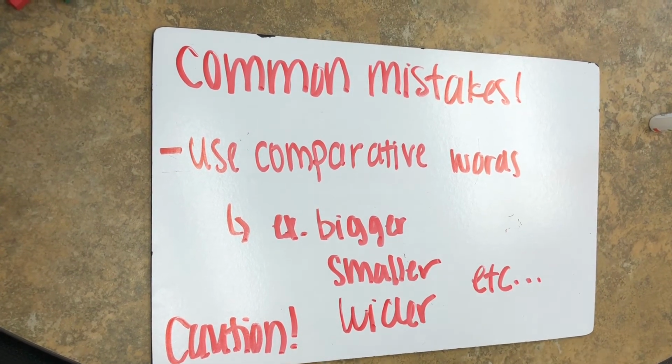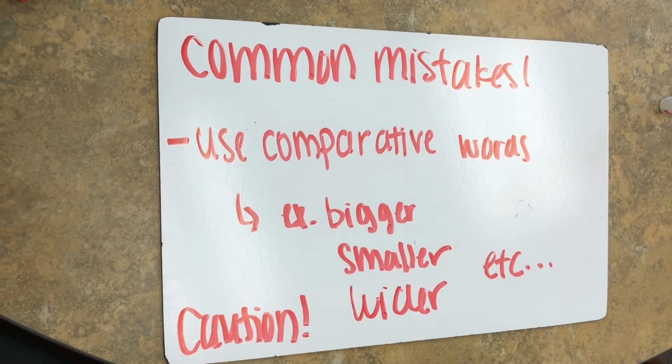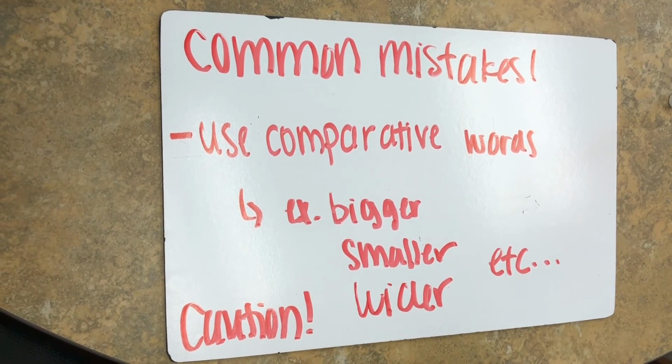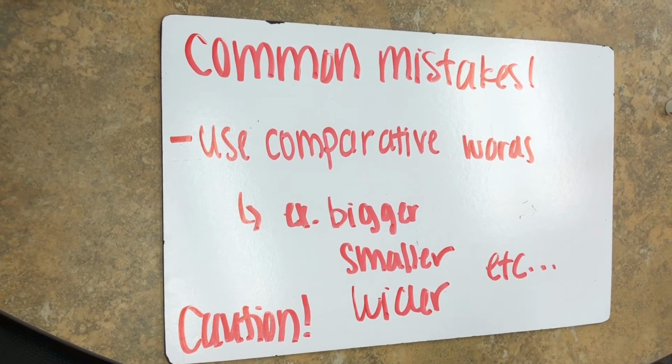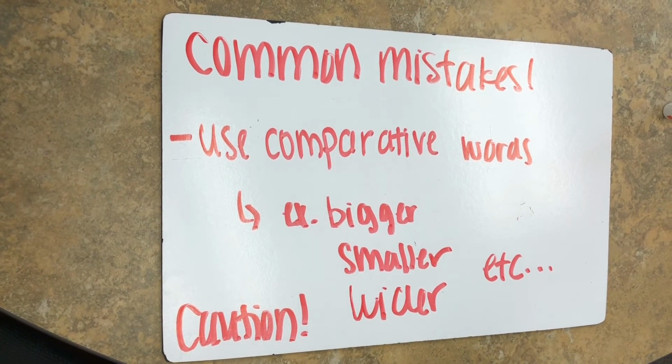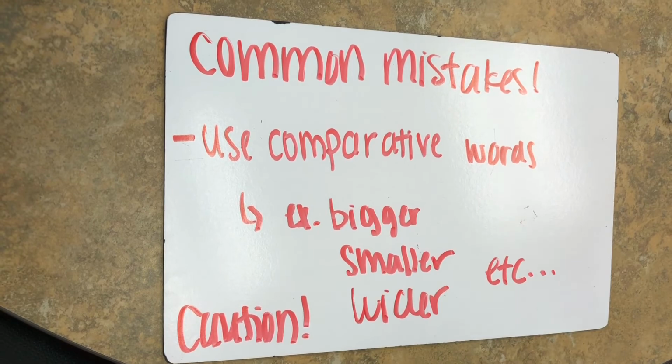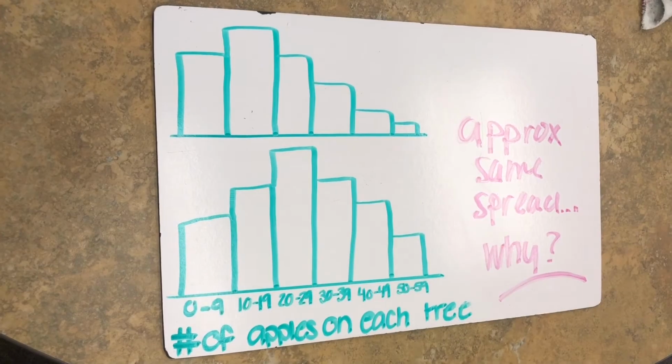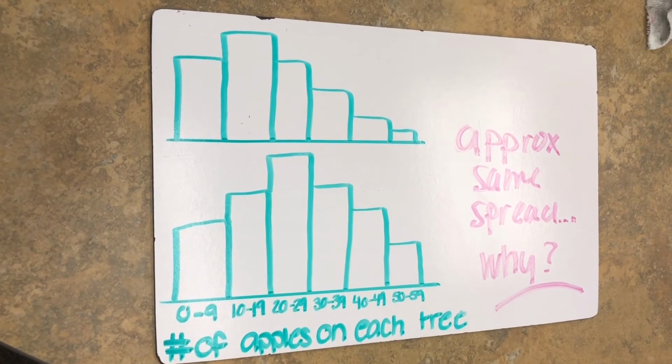When given two graphs to compare, you must use comparative words. For example, bigger, smaller, wider, etc. And don't forget to provide the actual numbers from each graph that you're comparing. Now, we will be comparing two histograms using SOCs.